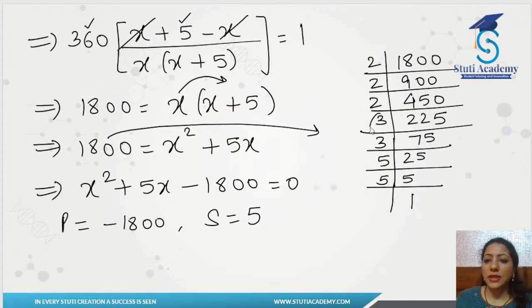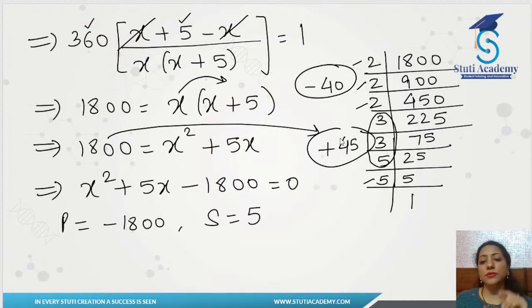So now, if we take all of these, 3 into 3, 9, 9 into 5, 45. 2 into 2, 4, 4 into 2, 8, 8 into 5, 40. So 40 and 45 will give us the product 1800. We want the product as minus 1800. So if we take positive 45 and minus 40, these two are going to give us the product minus 1800 and will give us the sum positive 5.